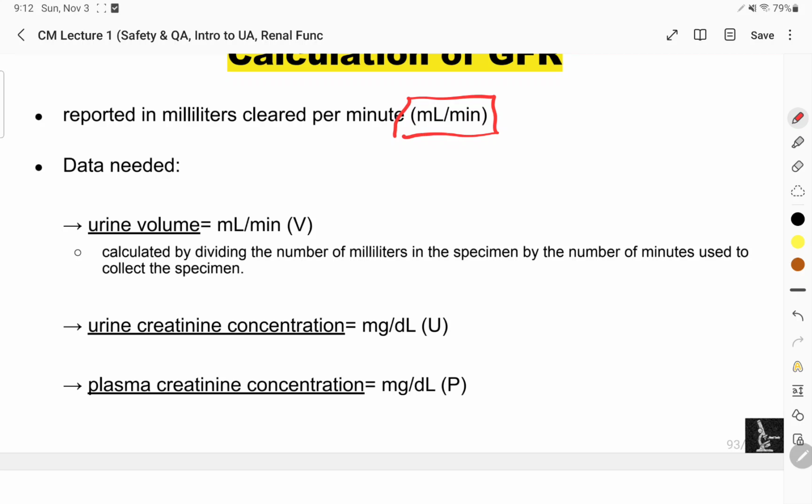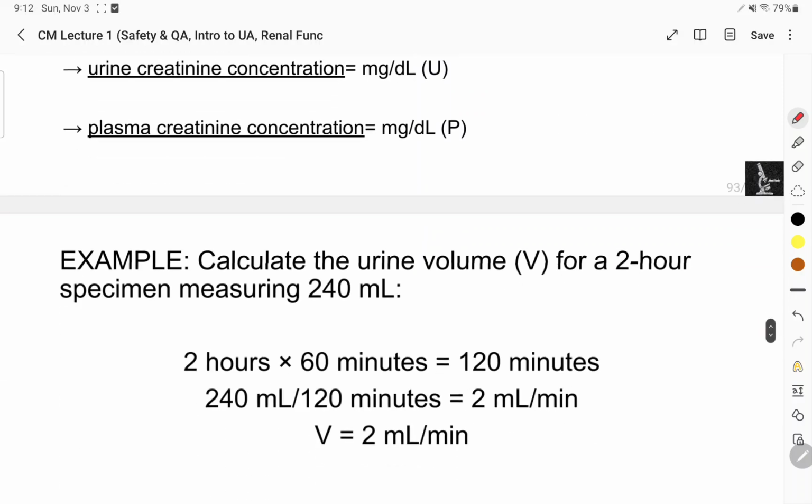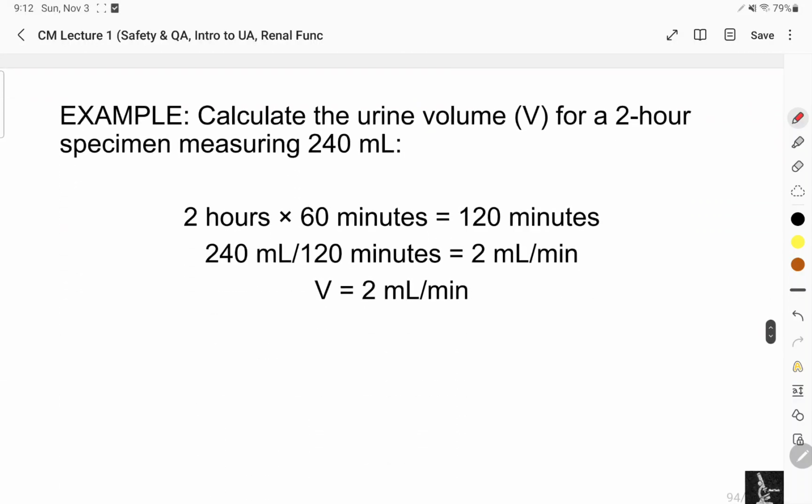Then also, we have to have the concentration of urine creatinine in milligrams per dl, and plasma creatinine in milligrams per dl. Okay? For example, first, how do we calculate our urine volume? The unit is ml per minute. Say the urine volume passed was a 2-hour specimen measuring 240 ml. How do we calculate our urine volume?